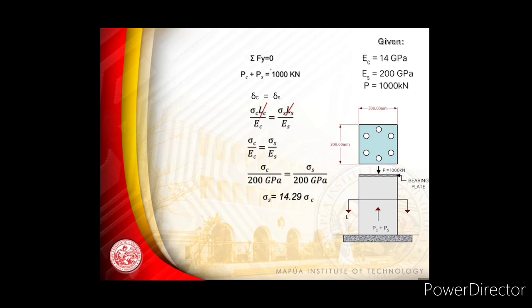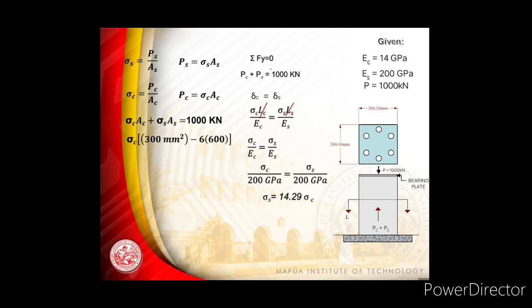Okay, so therefore the stress of the steel is equivalent to force of the steel divided by the area of the steel. Simplifying, you have the force of the steel equivalent to the stress of the steel multiplied by the area of the steel. We also know that the stress of concrete is the force of the concrete divided by the area of the concrete, wherein the force of the concrete is the stress of the concrete multiplied by the area of the concrete. So substituting in your equilibrium equation, you have now stress of concrete multiplied by the area of the concrete plus the stress of the steel multiplied by the area of the steel is equivalent to 1000 kilonewtons.